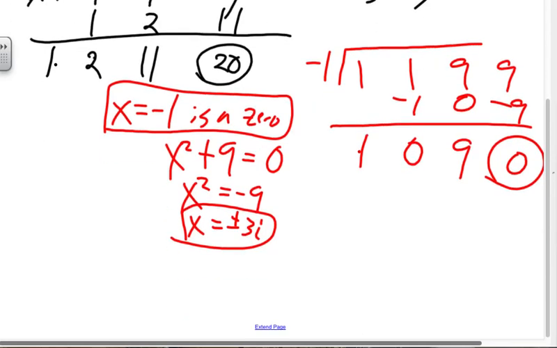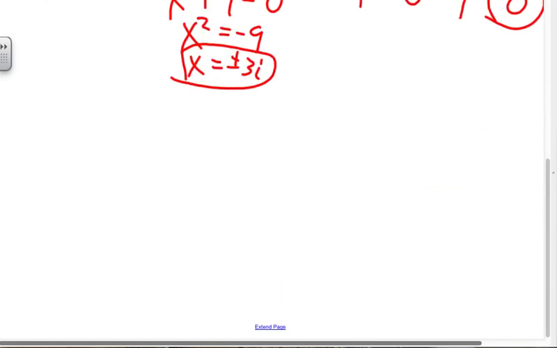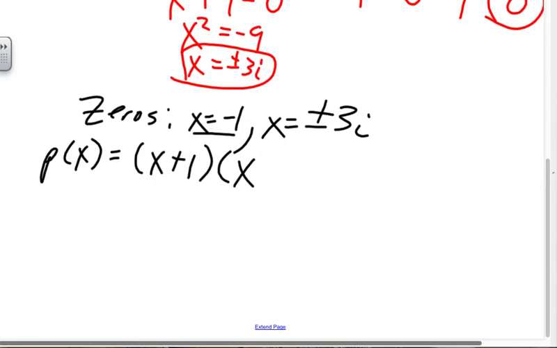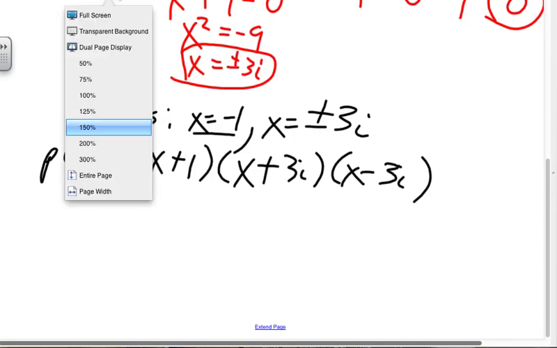Let's start out with a cubic, excuse me, third order. So now we need to write this in factored form. Well, my zeros then are going to be x equals negative 1 and x equals plus and minus 3i. And to factor this, it's going to be x plus 1, which will make that 0. Then I'll have x plus 3i and x minus 3i. And that's this one.